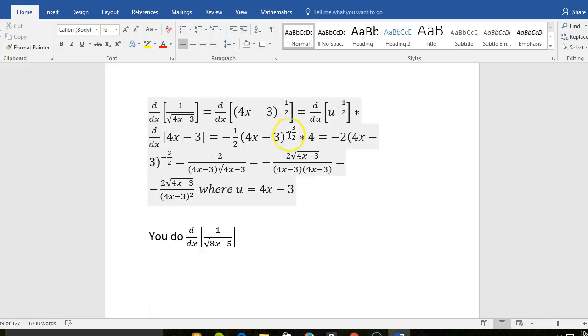Now, this other guy, the derivative of the u term right here, the derivative of 4x minus 3 is just 4 itself. The negative 3 gets killed, and the 4x gets derivated. When you derivate 4x, you get 4.